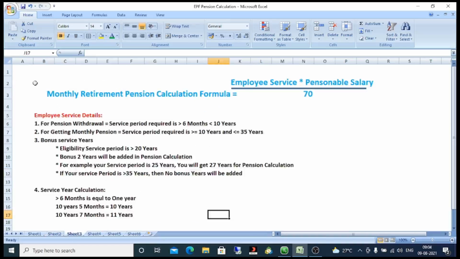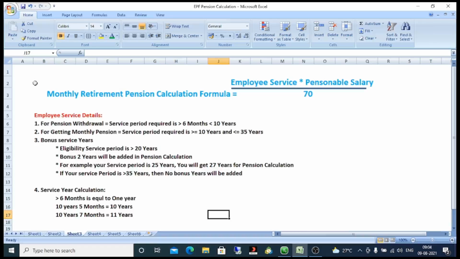Next, the monthly retirement pension calculation formula. This is the employee service, counted as a number of years, multiplied by the pensionable salary, which is the average salary of the last 12 months, divided by 70. 70 is what EPF has taken as the average age per person. So they have concluded with that 70.